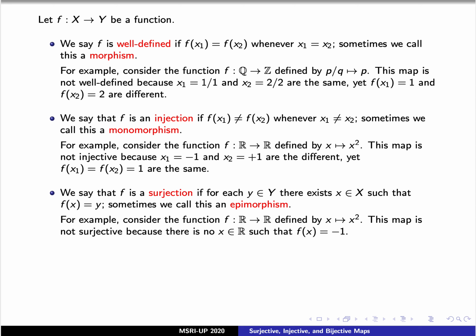Consider the function, as before, mapping from the real numbers to the real numbers. It sends a number x to its square. This map is not surjective because there is no real number x such that f of x equals -1.